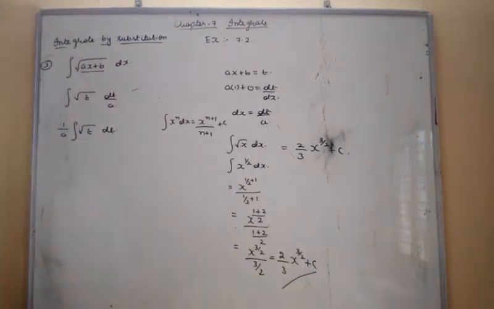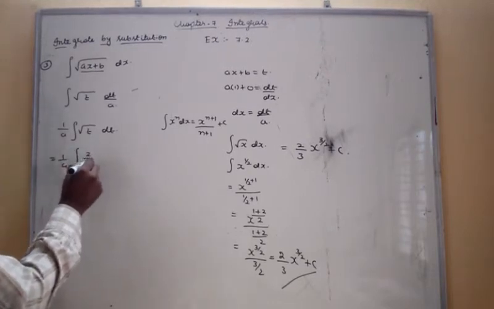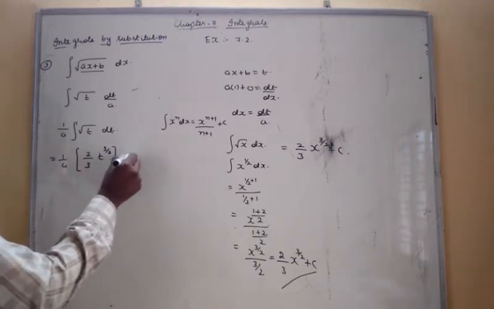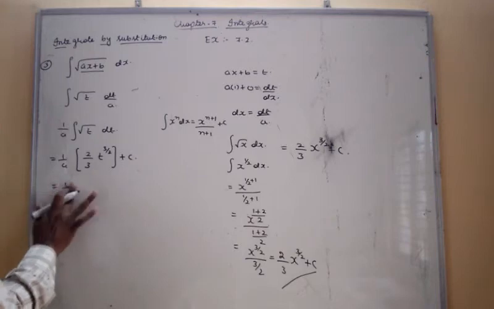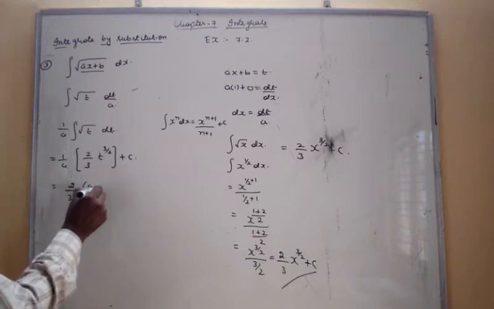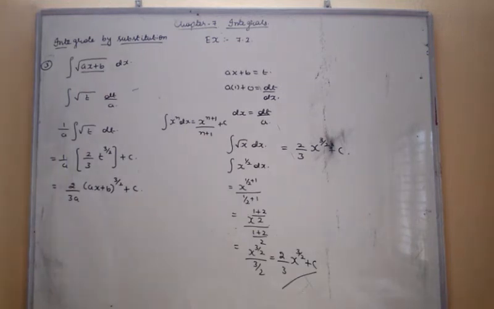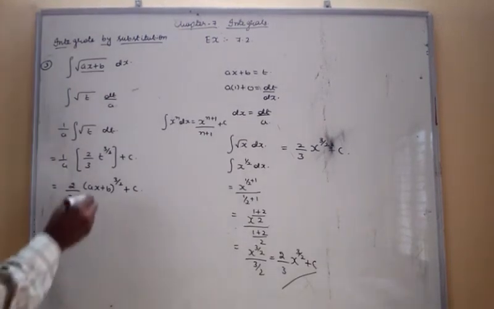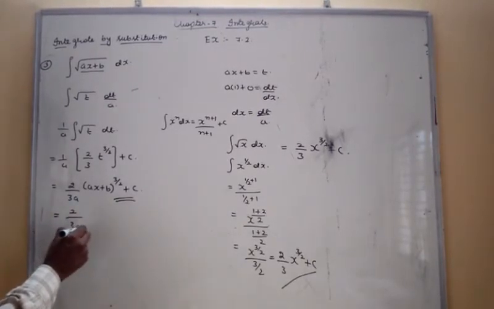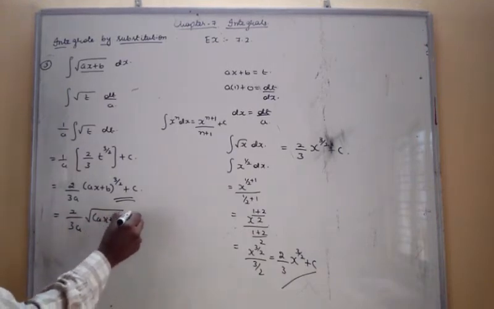Okay, so 1 by a is a constant and integration of root t is 2 by 3 t to the power of 3 by 2 plus c. Then you can write it as 2 by 3a, t value is ax plus b whole to the power of 3 by 2 plus c. Okay, you can stop here or you can write it as 2 by 3a square root of ax plus b whole cube plus c.